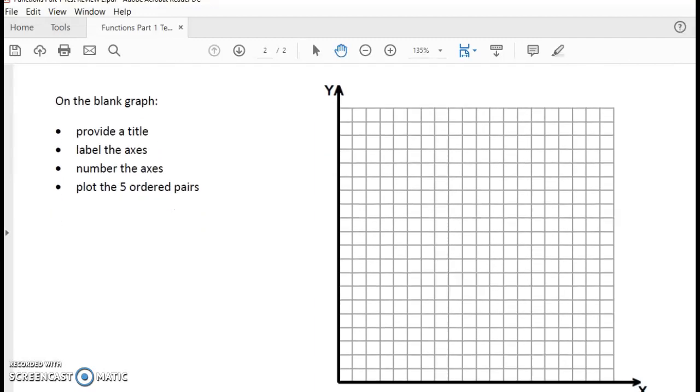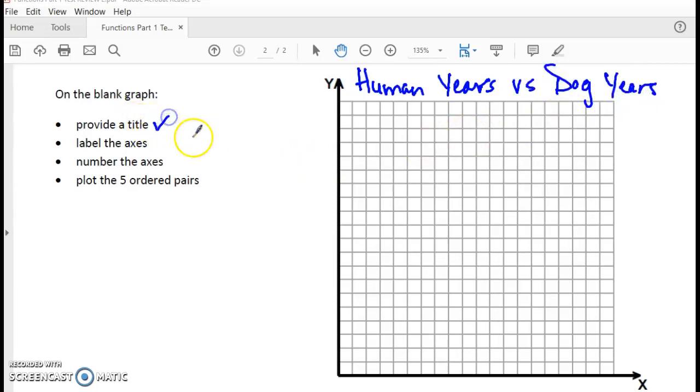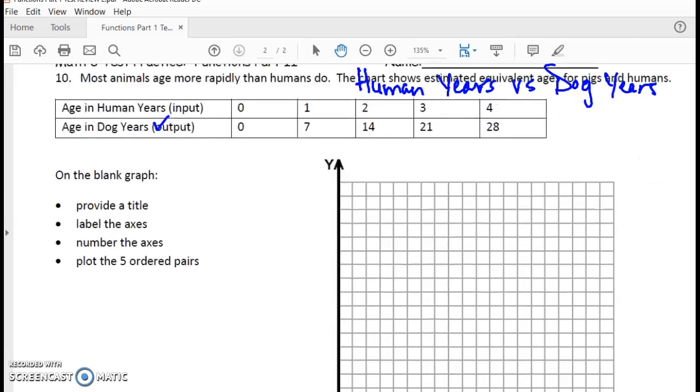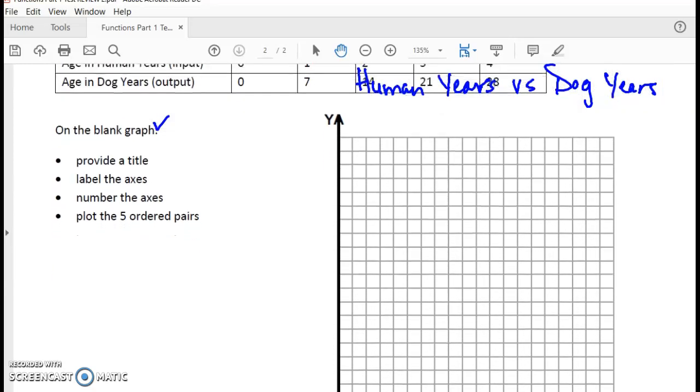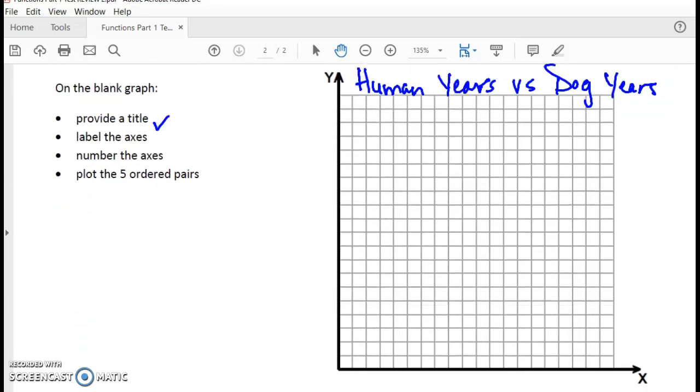Okay, on the graph, provide a title. Clearly it's not pigs, dogs, and humans, but you can say human years versus dog years. We had pigs yesterday. This time we have dogs. All right, gotta hurry up. And then label the axes. Second block. Got so happy when I said that today. So we have human years on the y-axis and then dog years on the x-axis. So human years would go here.